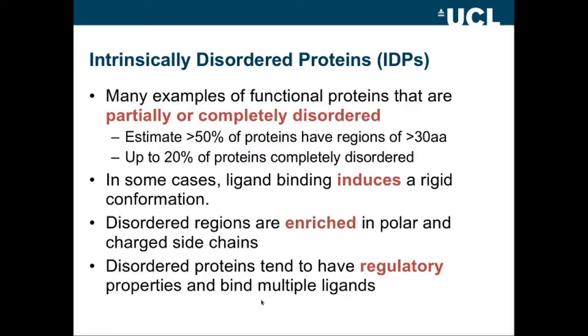It's not true to say that all proteins follow this sort of rule, though. There are also intrinsically disordered proteins, and there are many examples where functionally important proteins are partially or completely disordered. So we can have a completely disordered protein, which is an IDP, intrinsically disordered protein, and we can also have parts of proteins that are disordered, and those are known as intrinsically disordered regions, or IDRs. It's estimated that more than 50% of proteins have IDRs of at least 30 amino acids, and up to 20% of proteins are completely disordered.